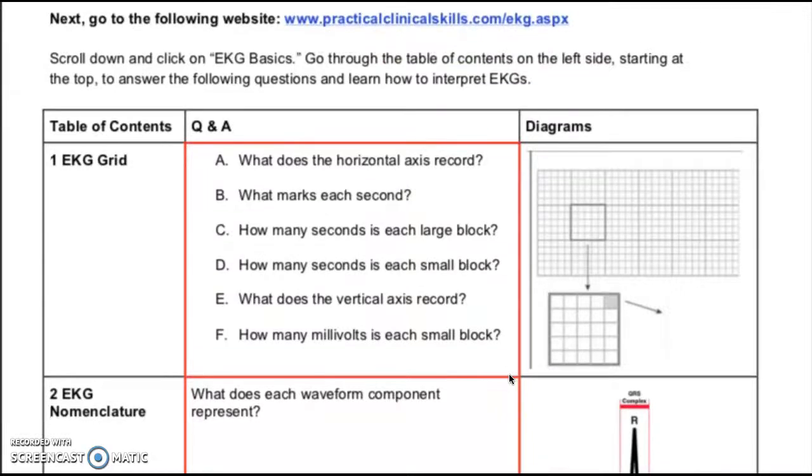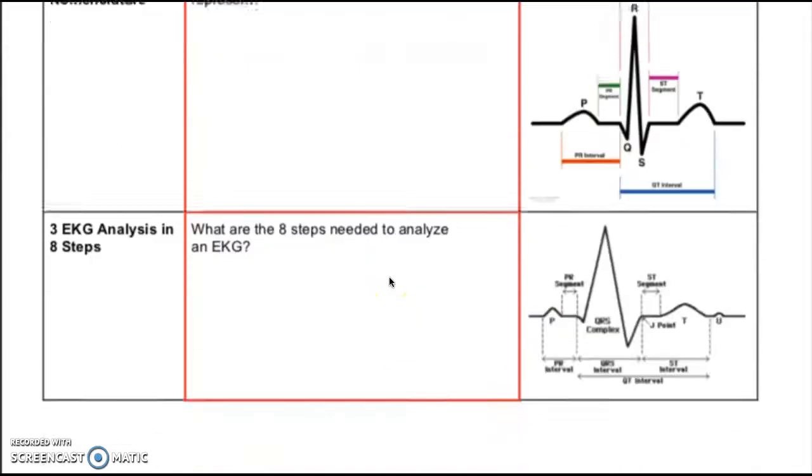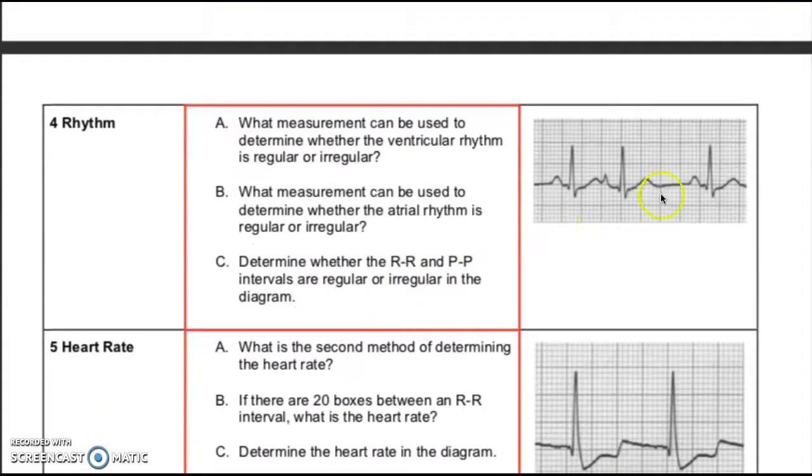So for these tables, what I want you to do is basically just answer the Q&A part. The diagrams might just help you answer the questions. Some of these, the diagrams have to be analyzed. So here, you'll have to analyze the diagram. You can do that by clicking on the fourth link there. It goes faster than it seems like it will go.